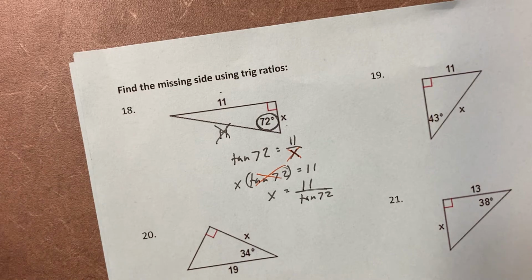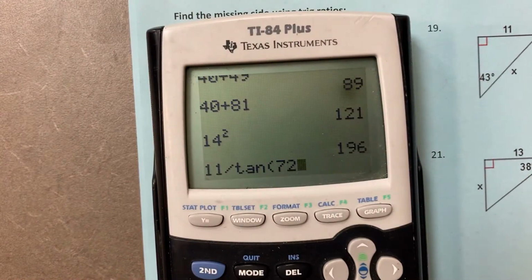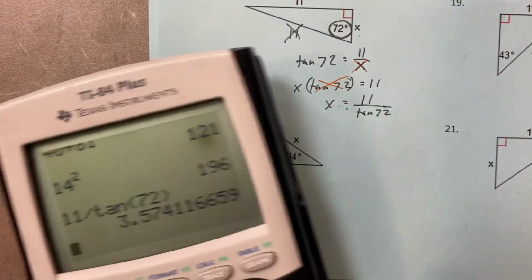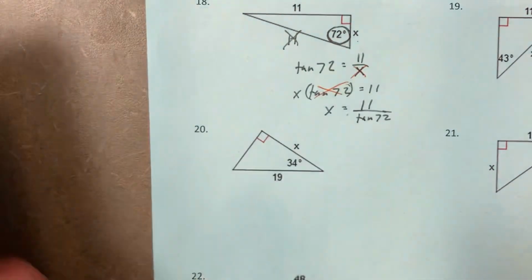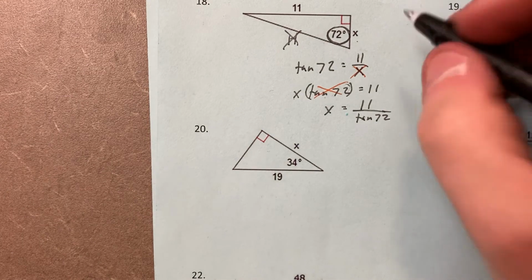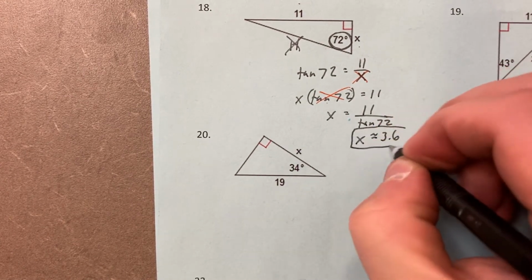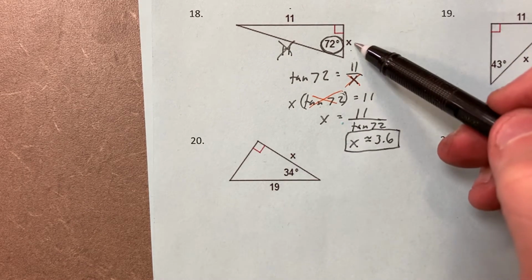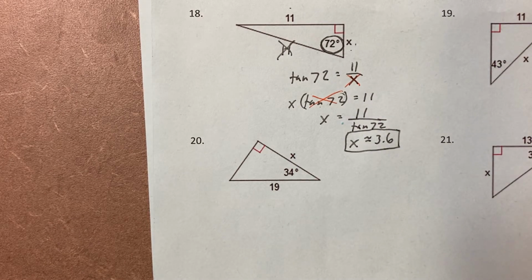So you plug that in your calculator. 11 divided by the tangent of 72. About 3.5. Does it say how to round? No. So 3.6 rounded to one decimal place. X is about 3.6. Does my answer make sense? Sure. It's the short leg up here. It should be less than 11. I feel pretty good about that.